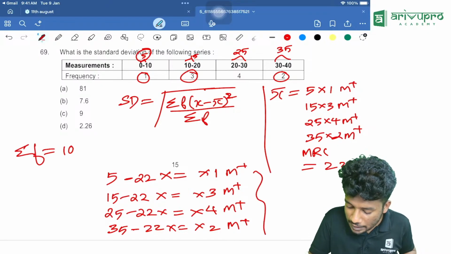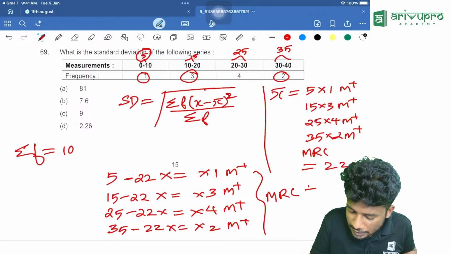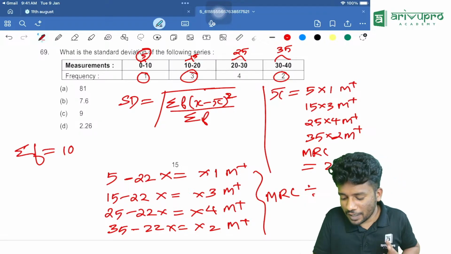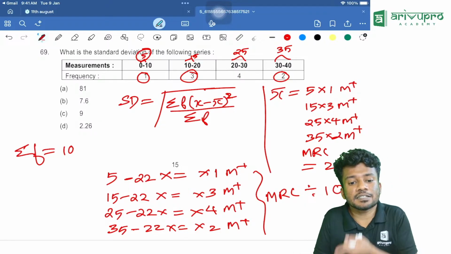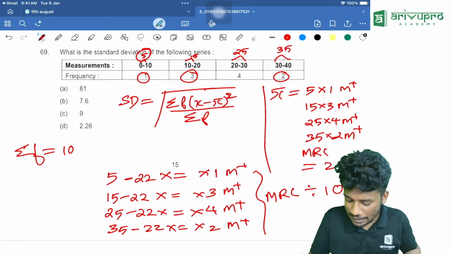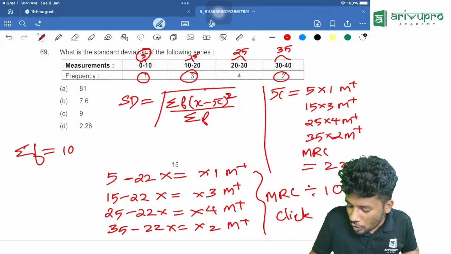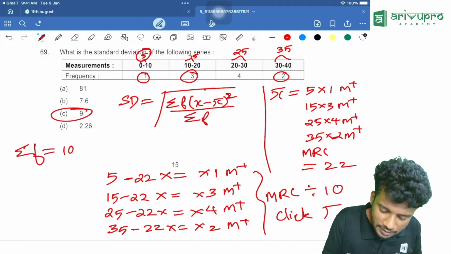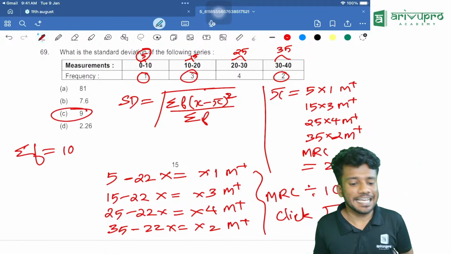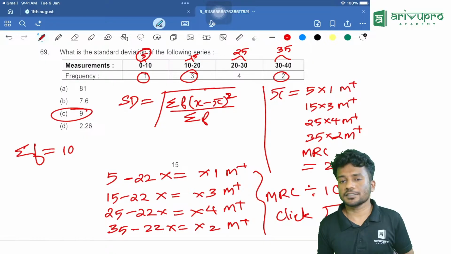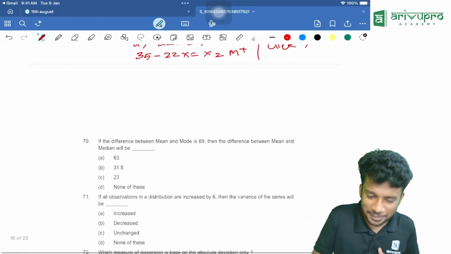Yes, how to do that? MRC. Then divide by what? We need to divide it by 10. Why 10? Because sigma f is 10. Then finally click the root sign. You will get root 81, that is 9. Option C is your answer, people. Got the point? Can we do the next one?